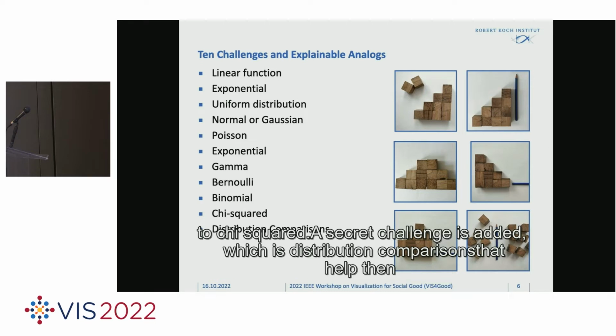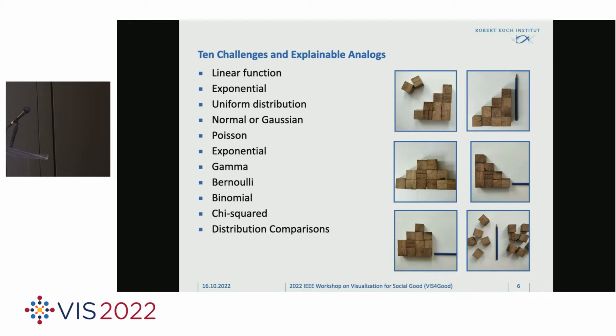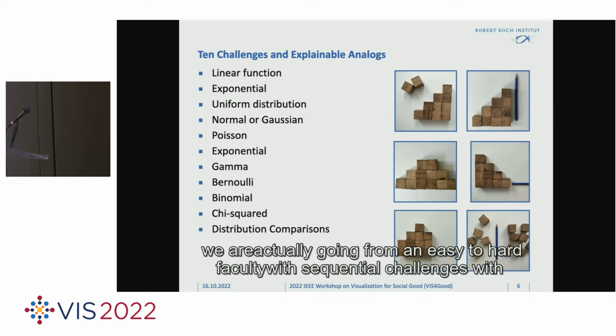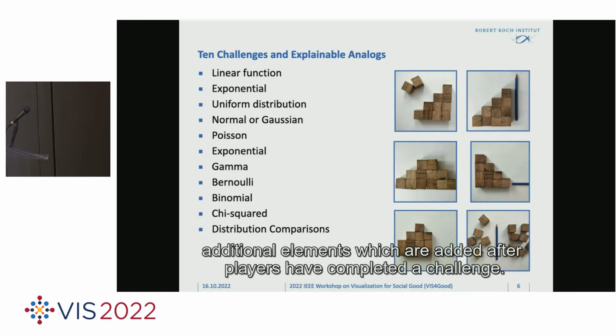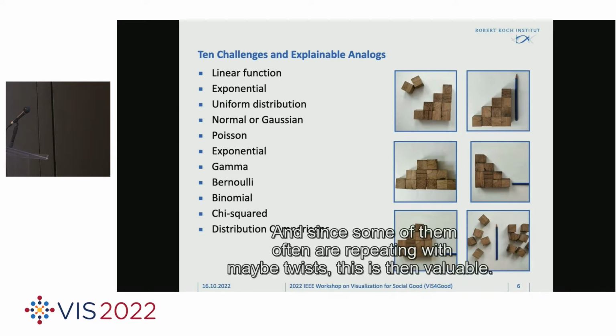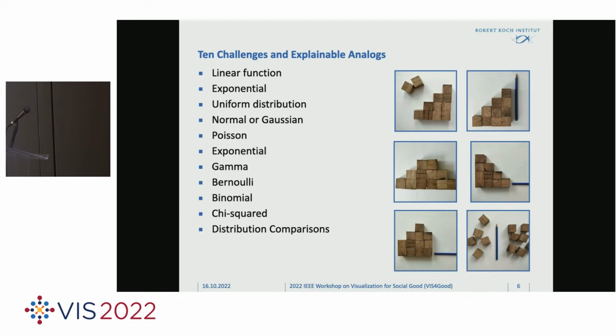And secret challenges are added, which are distribution comparisons that help then see some of the repeated parts in a different light. Like breadcrumbs in a story, we're actually going from an easy to hard difficulty with sequential challenges, with additional elements which are added after players have completed a challenge. And since some of them often are repeating with maybe a twist, this is then valuable.